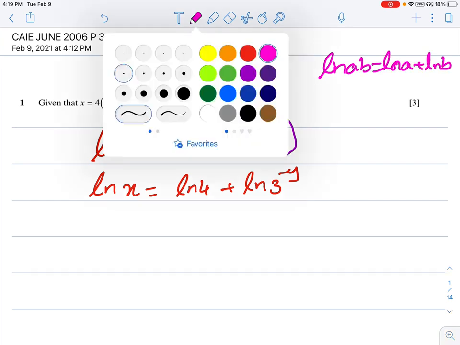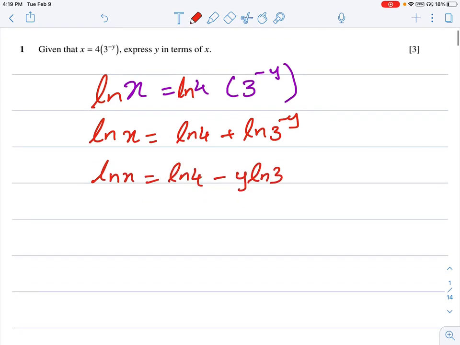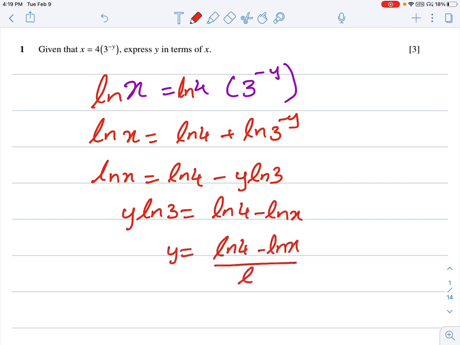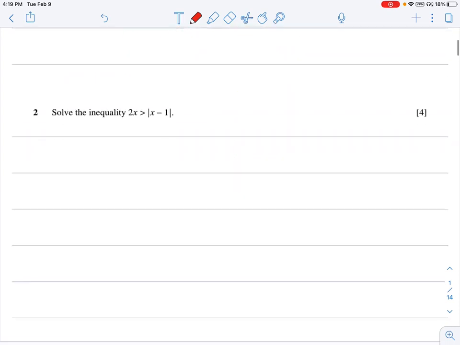Now from there, what I get is ln x equals ln 4 minus y ln 3. That y comes to the front, so I need to make y the subject. So y ln 3 is equal to ln 4 minus ln x. So y equals ln 4 minus ln x, upon ln 3. Some people write it one way, some another. So y equals (ln 4 minus ln x) upon ln 3. That's the answer for y.